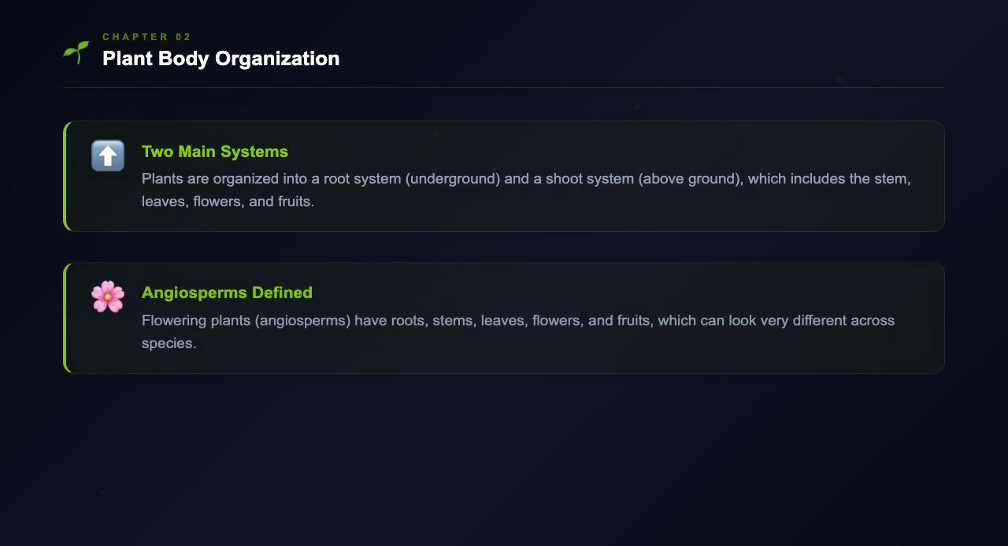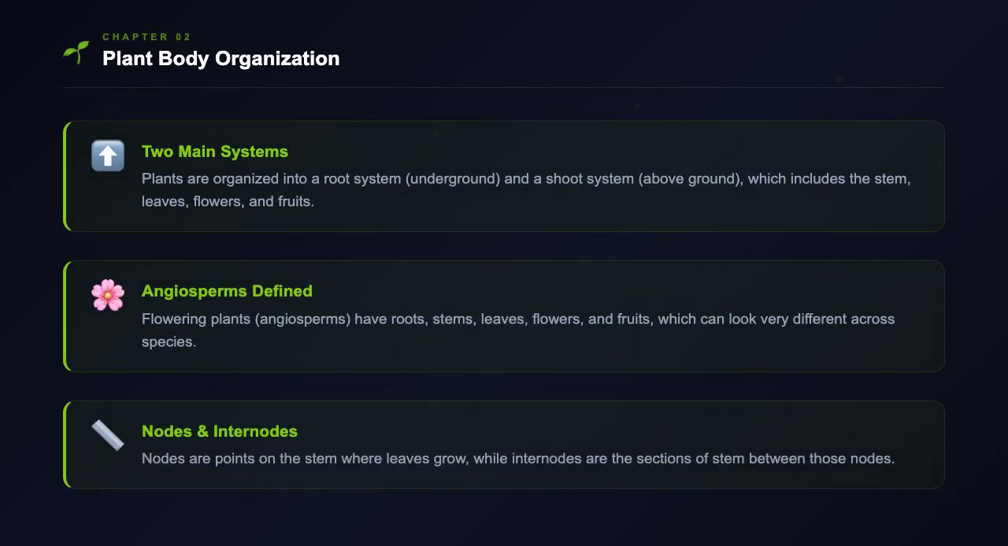Plants have two main systems, the root system and the shoot system. The root system is underground, while the shoot system is above ground. It includes the stem, leaves, flowers, and fruits. Flowering plants, called angiosperms, have roots, stems, leaves, flowers, and fruits. These parts can look very different from one plant to another.